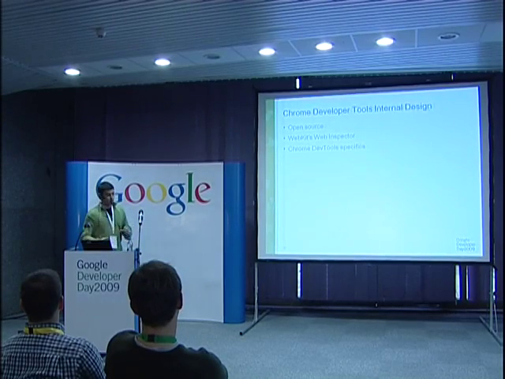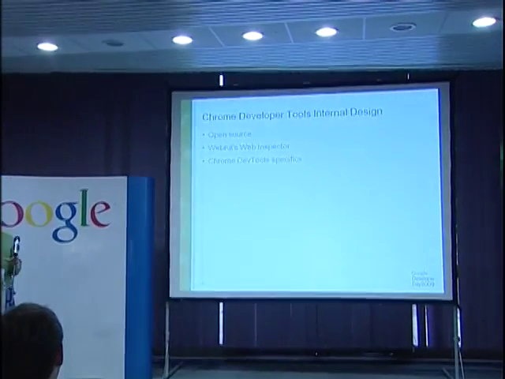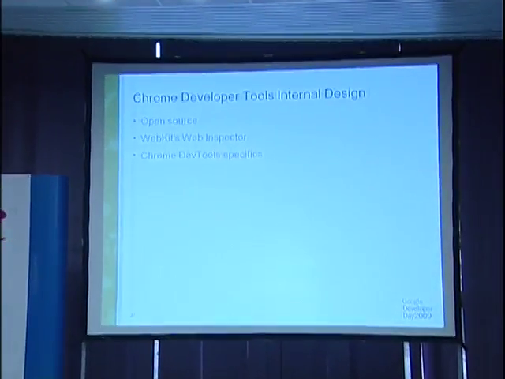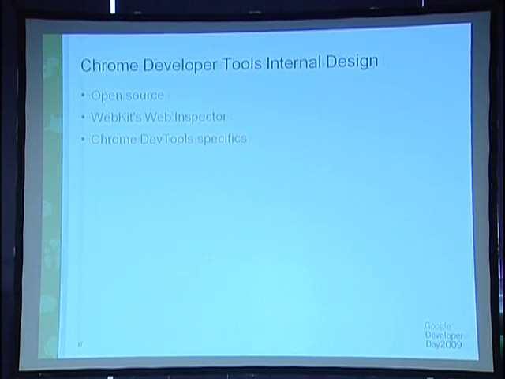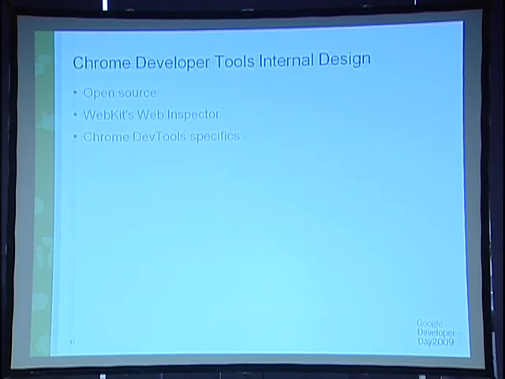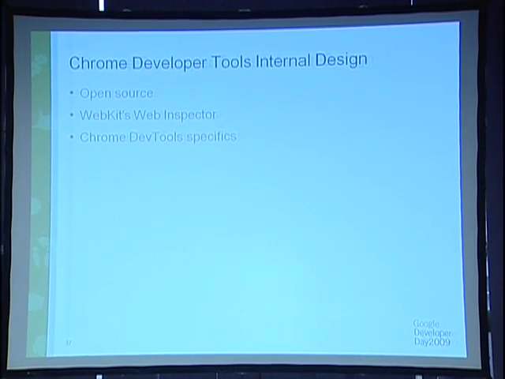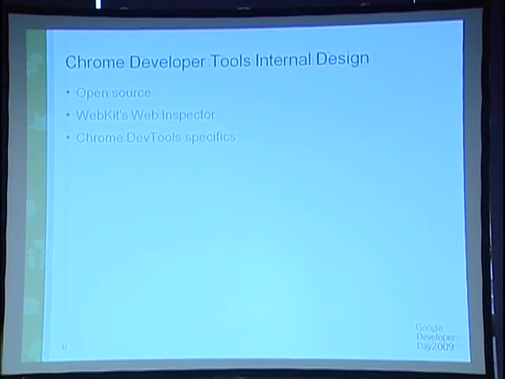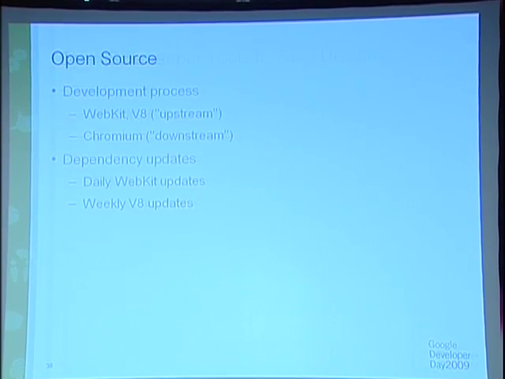So the agenda is the following. Our project is open source, and I'll describe briefly how we collaborate with other teams. And in particular, we leverage WebKit's Web Inspector functionality to build Chrome developer tools. And in the second part, I will describe its architecture. And finally, I will show you how we managed to integrate it into the Chromium multiprocess environment.